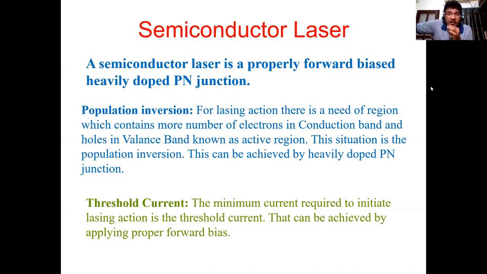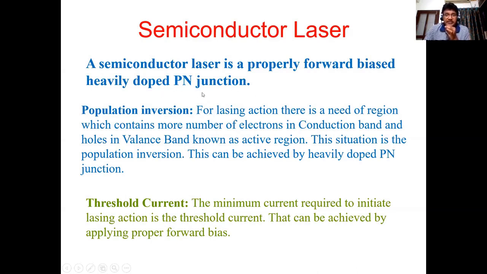What is the necessity of forward bias? To inject the carriers into the active region for recombination, a minimum current must flow across the junction. That minimum current is called the threshold current. To initiate the lasing action, a minimum current must flow across the junction, and that can be achieved by this forward bias. That's why a semiconductor laser is a properly forward biased, heavily doped PN junction.